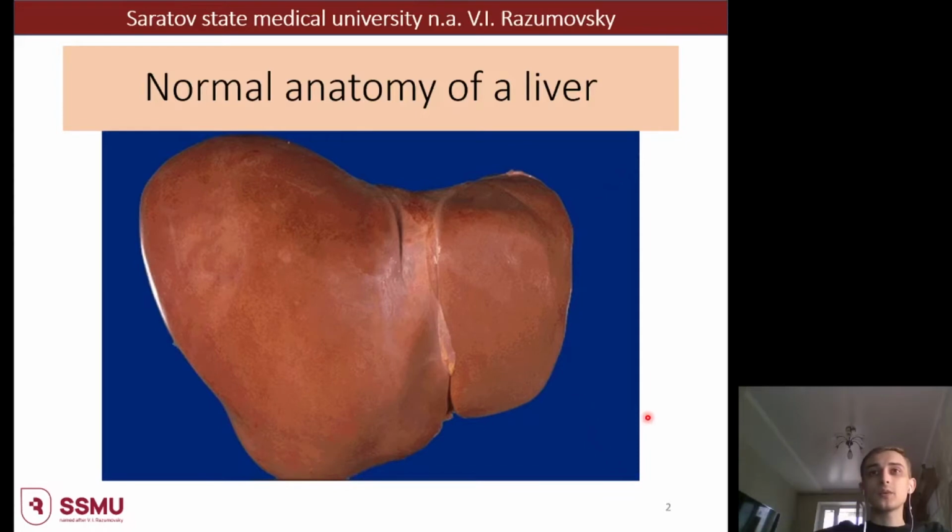Anatomically, it consists of two lobes, the right one and the left one. On this slide, you may see the normal color and normal structure of a liver. In some diseases, we may see changes of its structure. And it's really important to know which functions the liver performs in our organism.